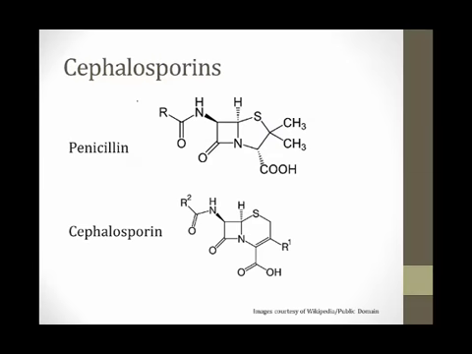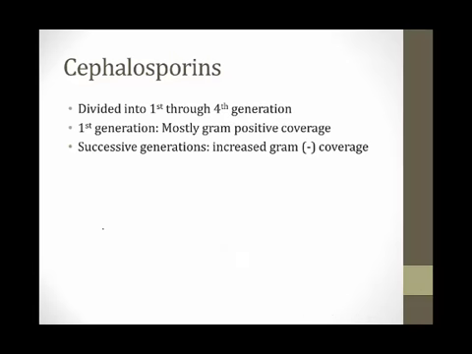Our final class of beta-lactam antibiotics are the cephalosporins. They have a chemical structure that looks a lot like penicillin. However, they are not attached to a thiazolidine ring. They are attached to a ring with a different structure, and therefore they are not penicillin antibiotics, but they still have a beta-lactam ring, and therefore they are still beta-lactam antibiotics. The cephalosporins were brought to market in waves over several decades, and they are traditionally divided into the first generation cephalosporins through the fourth generation cephalosporins.